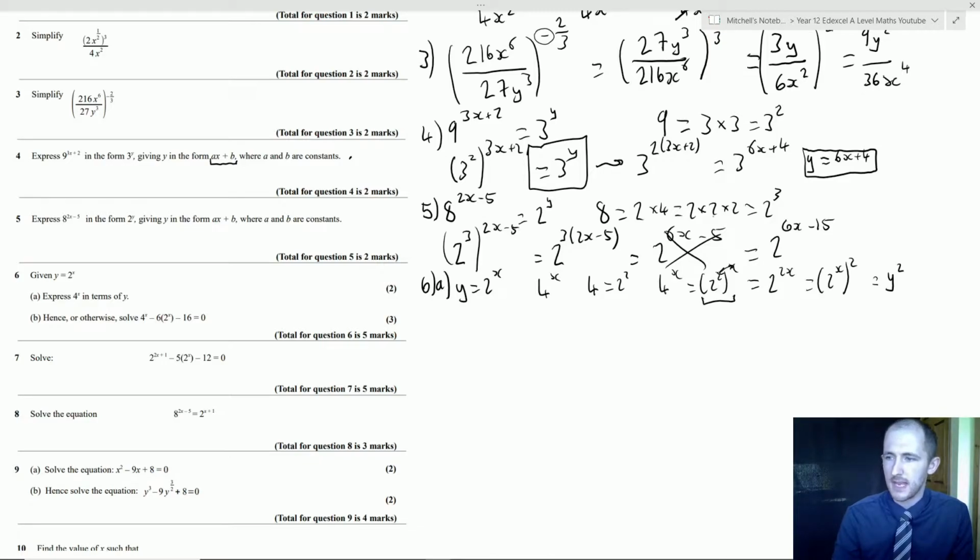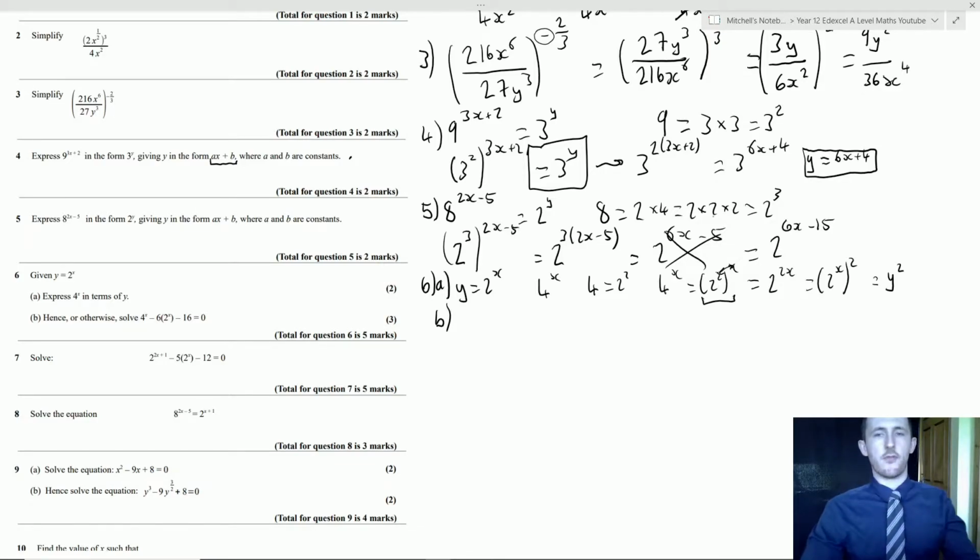There are some students, again, that would get 2 to the power of 2x and get confused, and not know what to do. Get 2 to the power of x, doesn't matter how. All you need to do is factorize it out, or swap them round, and you get y squared. Then it says hence or otherwise.